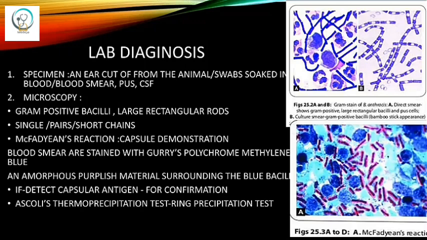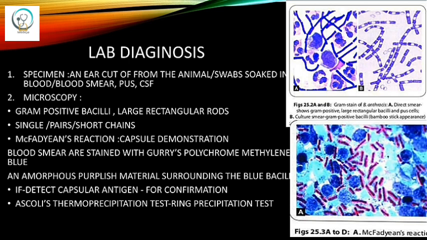In lab diagnosis, the specimens collected are an ear cut off from the animal, swab soaked in blood, blood smear, pus, or CSF. In microscopy, we can see gram-positive large rectangular rod-shaped bacilli, occurring mainly in chains. This is the gram stain. McFadyean's reaction is used for capsular demonstration.